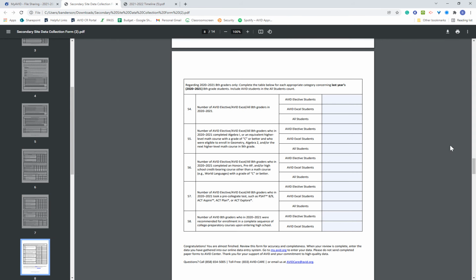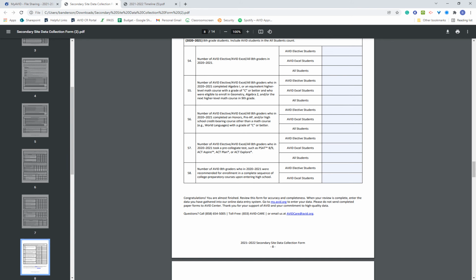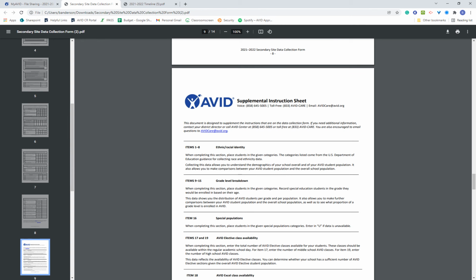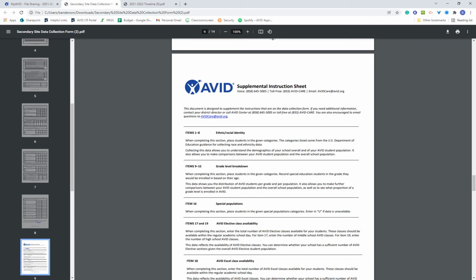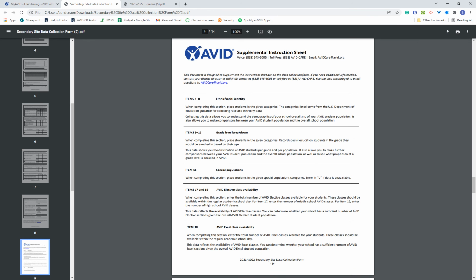I would just point out that if you have any difficulty with completing this, I'd encourage you to utilize this supplemental instruction sheet. If it's still unclear, we'd encourage you to reach out to your district director or, if need be, contact AVID Care or your AVID program manager. Thanks for your time for this, and we will hopefully be able to provide additional support for AVID Elementary, the CCI, and senior data in the future.